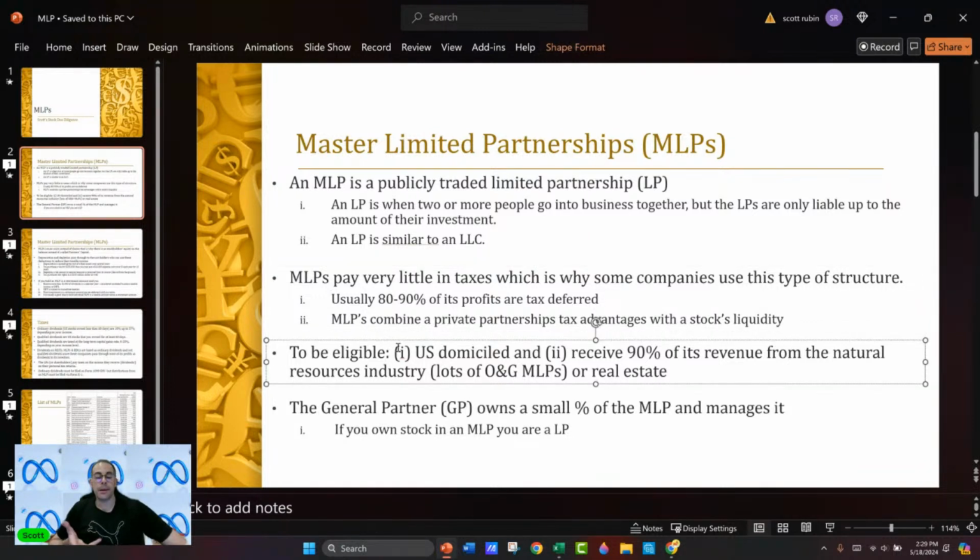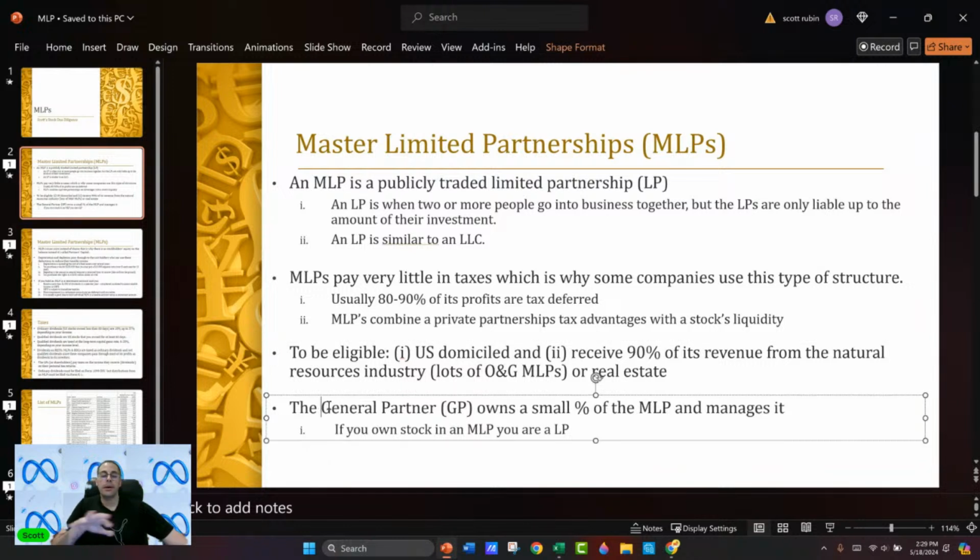So to be an MLP, you have to be a U.S. company, so there's no MLPs outside the U.S. I wonder if there's something similar. Let me know in the comments. I'm not sure if there's something similar. And the MLP has to receive at least 90% of its revenue from natural resources or real estate. That's why there's a lot of oil and gas midstream companies that are MLPs.